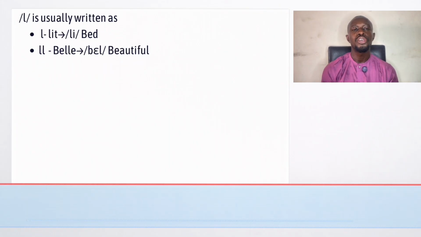And finally, you can see the le sound. Le is usually written as L. Then you can find it in li. Or you can find it in double L, which we have in belle.